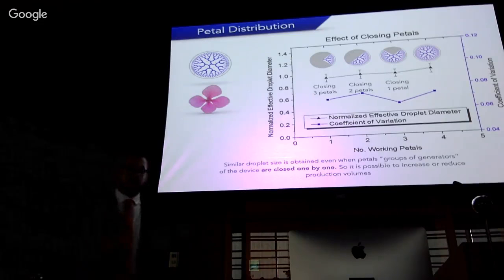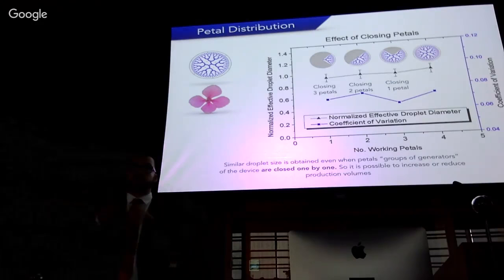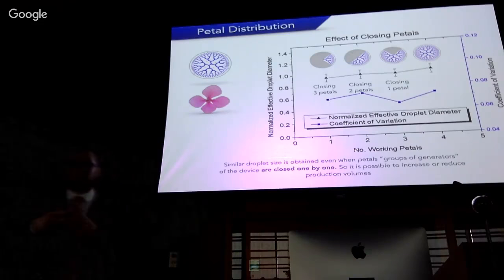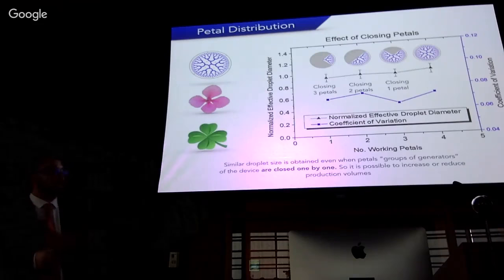So because of this characteristic, now we can have a device that can adjust to production volumes. You can close sections or open sections as you need. And for this characteristic, I should have called them, instead of petals, clovers, because they were the clover of good luck.